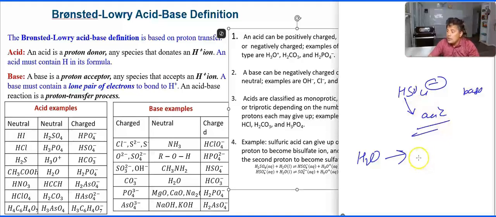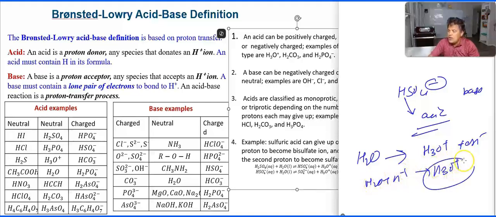Water can give you H3O plus and OH minus. It can accept the hydrogen: H2O plus H plus becomes H3O plus. That's why it can accept the hydrogen, and it can give you the hydrogen. That's why it is both acid and base.